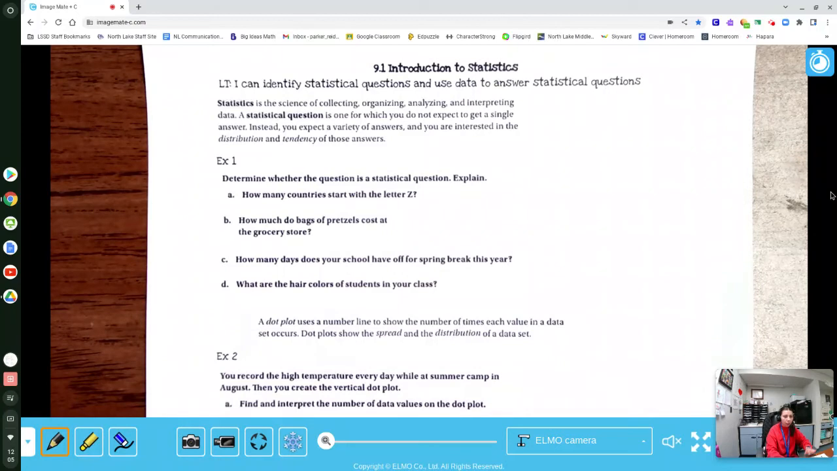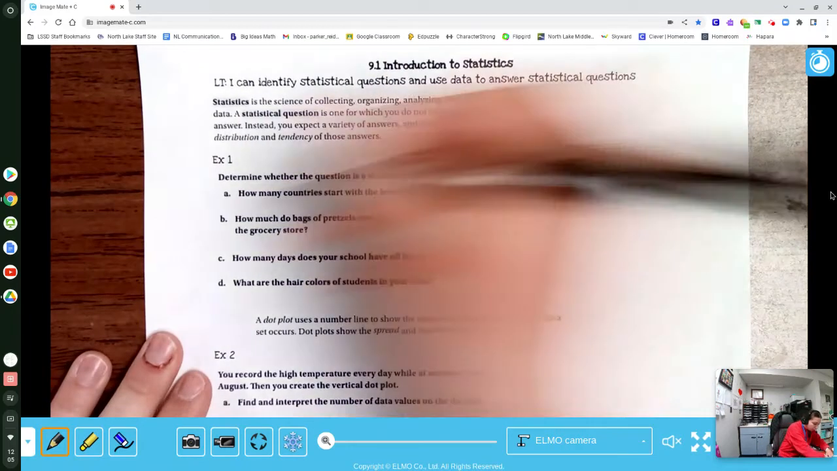So, example one, we're going to determine whether the question is a statistical question and explain. So, the first one, A, how many countries start with the letter Z? So, we basically want to ask ourselves, is there more than one answer to this? If so, it's a statistical question. Well, there's a certain number of countries in the world, and a specific number of them start with the letter Z. So, there's really only one answer to this, and therefore it is not a statistical question.